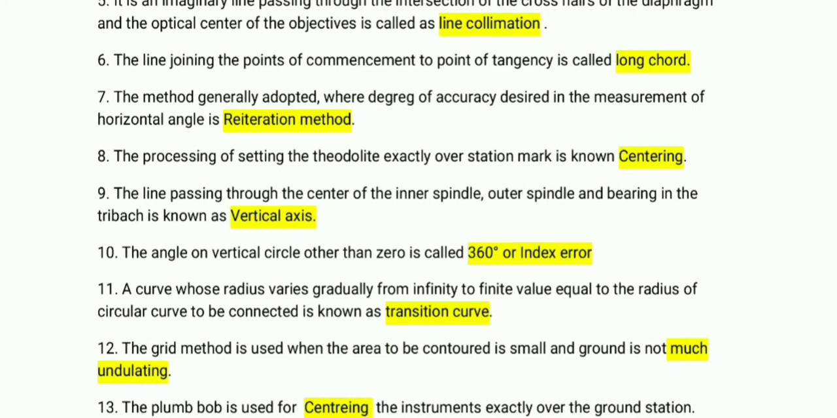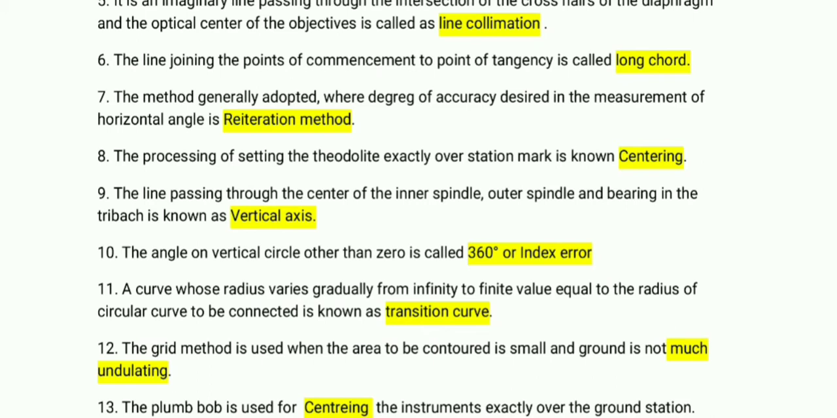The process of setting the theodolite exactly over the station mark is known as centering. The line passing through the center of the inner spindle, outer spindle and bearing in the tribrach is known as the vertical axis. The angle on the vertical circle other than 0 is called the index error. A curve whose radius varies gradually from infinity to a finite value equal to the radius of the circular curve to be connected is known as a transition curve.